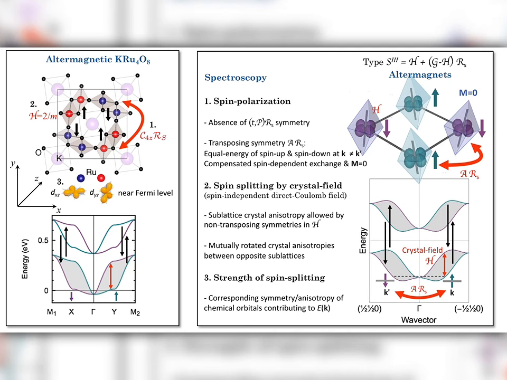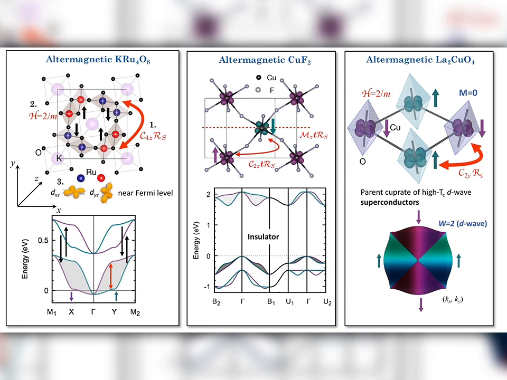Now we've seen from the symmetry analysis that this class of altermagnets can be quite abundant, and indeed I'll show you two more examples. One is a representative of insulating altermagnets, copper fluoride, which also has this rotation symmetry connecting the opposite spin sublattices, and it has this momentum dependent spin splitting.